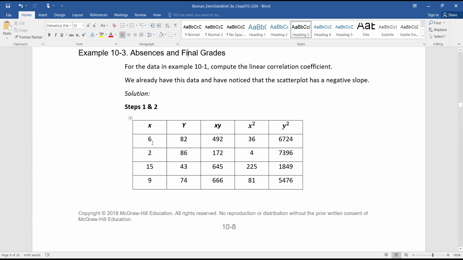You can see every x value was plugged in the x column, every y value was plugged in the y column, and then mathematically they took the x times the y and multiplied it all the way down. Then they took each x value and squared it, put those products all the way down, took each y value and squared it, and put the results all the way down.